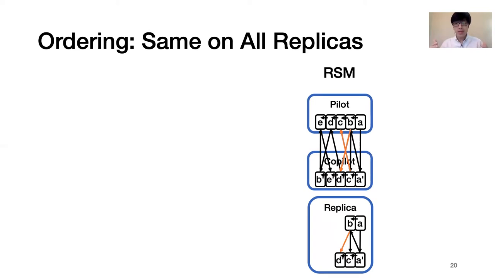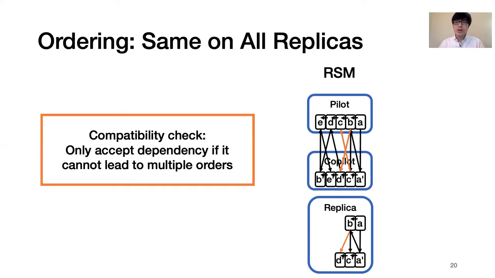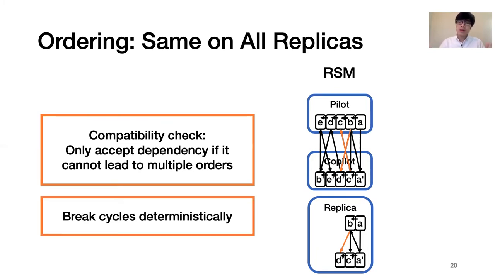To prevent this from happening, we introduce a compatibility check. This check ensures replicas only accept dependencies that cannot lead to multiple potential orders. This will prevent the orange X from appearing in the logs. Well, with our compatibility check and our rule for breaking cycles, we now have the ingredients to construct a single total ordering across all replicas, including both pilots.